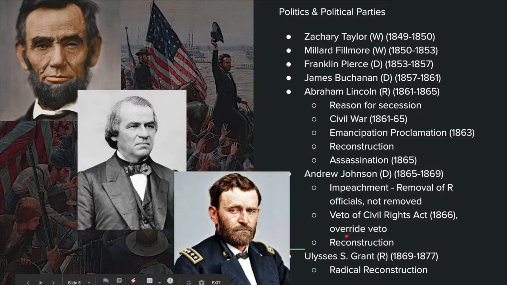He's also going to be in charge of Reconstruction. We'll talk about what his Reconstruction looks like. He does not do a good job of it. Essentially, he allows black codes to get passed. He allows blacks to get put back into basically slavery 2.0, but again, we'll look at that later.